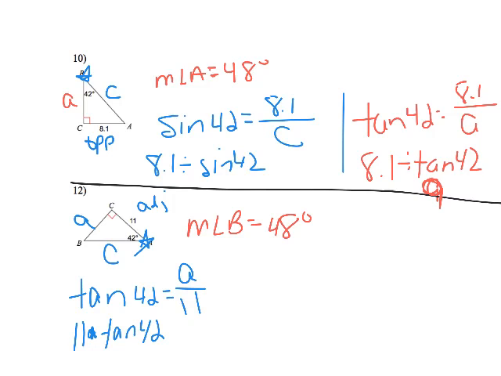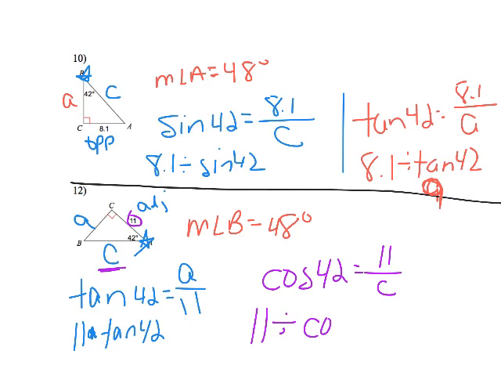Then I'm going to go back and I've got the adjacent here. I want the hypotenuse. That is cosine. So the cosine of 42 equals the adjacent 11 over the hypotenuse, which is C, because we don't know it. And so this time you are dividing. So 11 always goes in there first, divided by the cosine of 42.